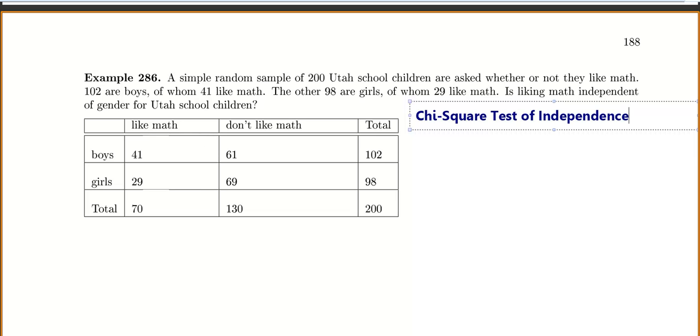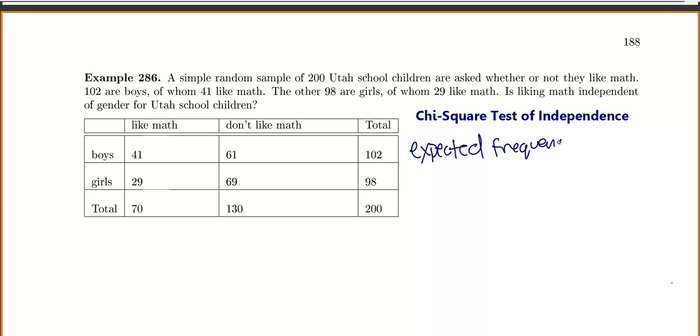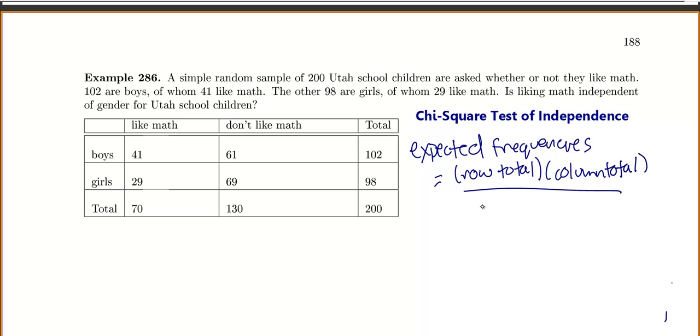Now for our chi-square test of independence, let's start off by finding our expected frequencies. Remember, it takes a little while to find them for the chi-square test of independence because for each one you have to do row total times column total over the grand total.